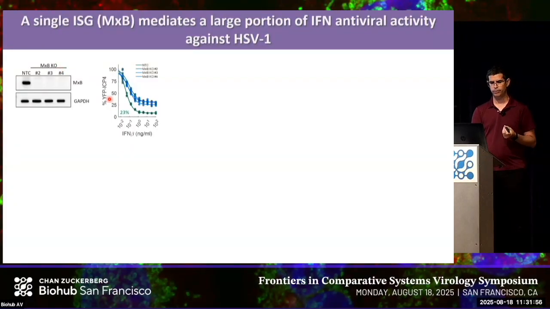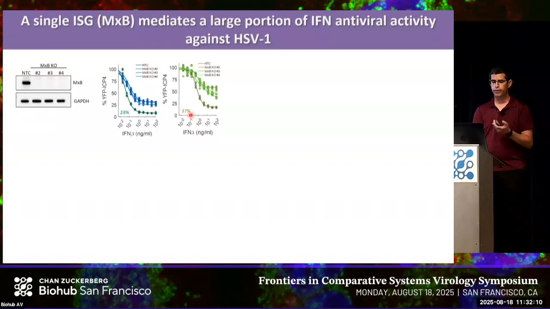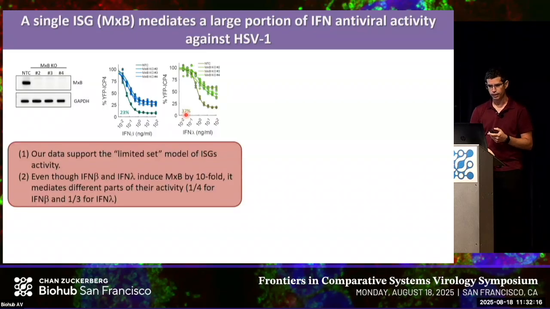against HSV1. Here I'm showing you the expression of the early genes, but we've done it for the late as well. This is for interferon beta, and we can attribute about a quarter of the activity of interferon beta antiviral activity to this one ISG, MXB. And it's even higher for interferon lambda. It's about 37%, so a third or something like that.